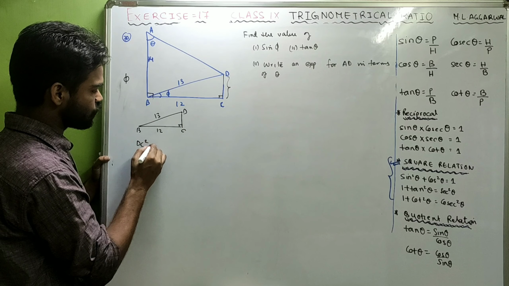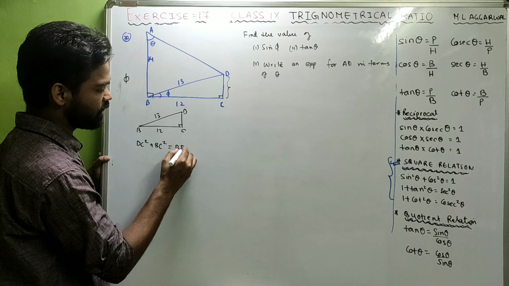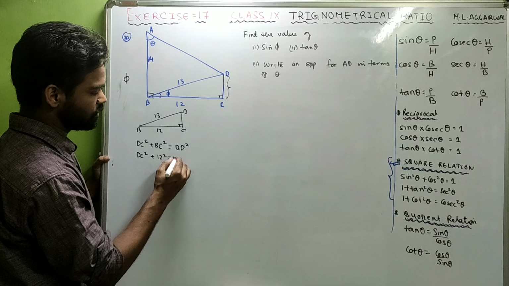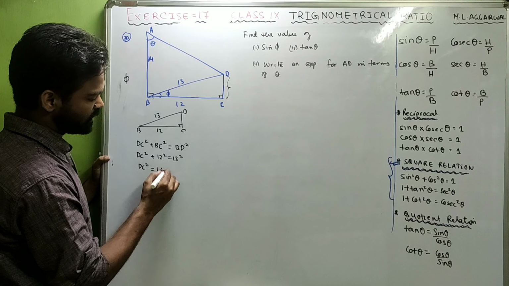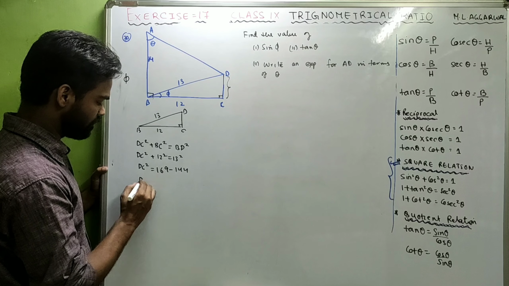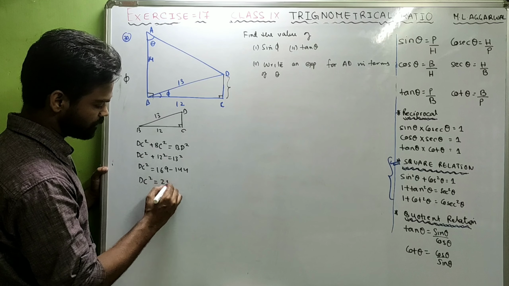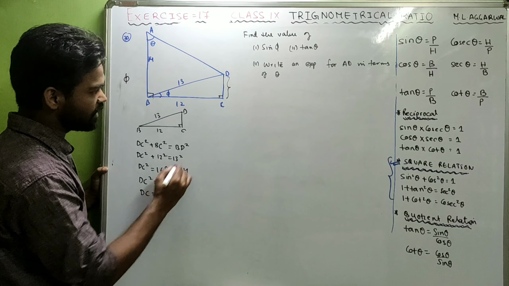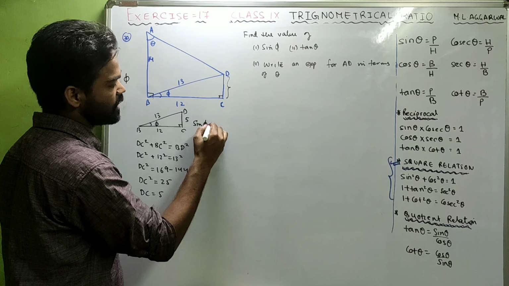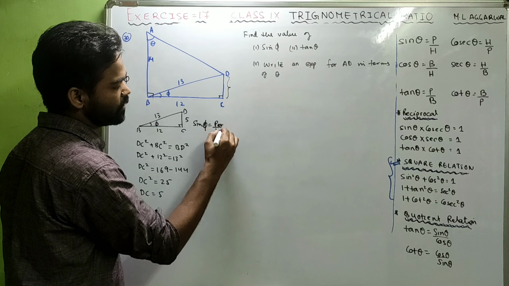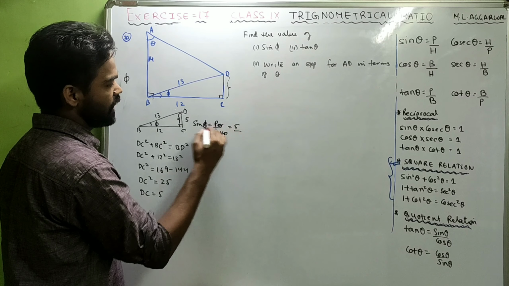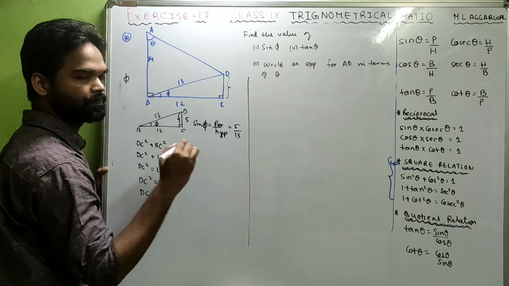So we can say DC square plus BC square is BD square, Pythagoras theorem, which means DC square plus 12 square equals 13 square. So DC square is 169 minus 144. 12 square is 144, goes on that side. We have done this calculation a lot of times. So DC will be 5. Done. And this is your 5. So sin phi is perpendicular by hypotenuse. In this triangle, the perpendicular is 5, hypotenuse is 13. So that's done.